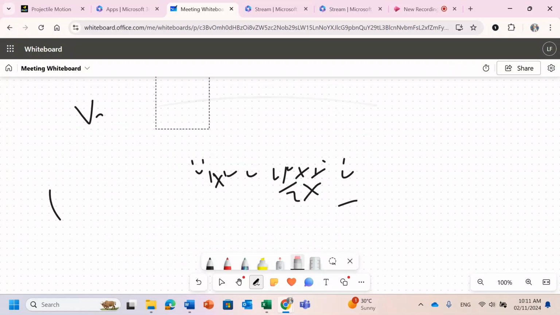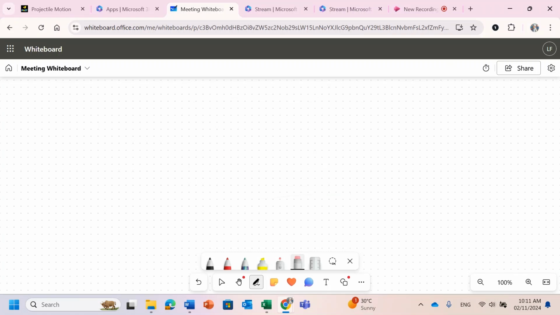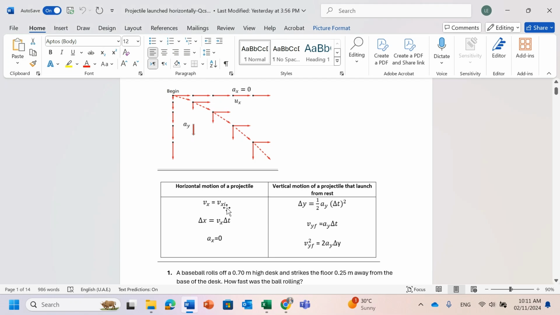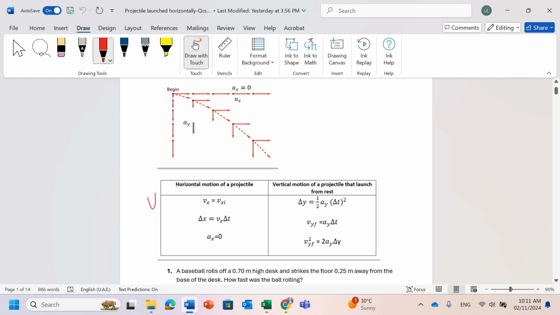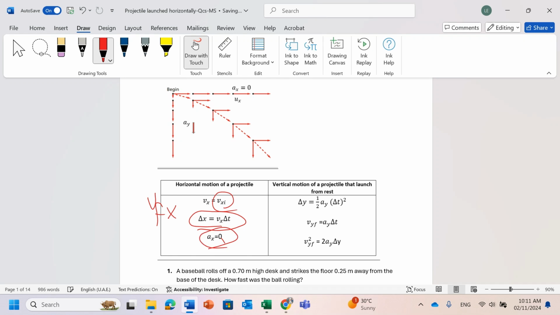So the equations in the horizontal direction will be: Vx equals V final in the x direction equals V initial in the x direction, and delta x equals Vx times total time. And I don't have acceleration in the x direction. Delta x here is the range of the projectile.